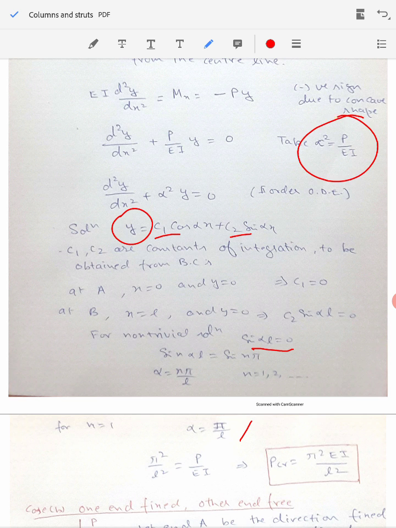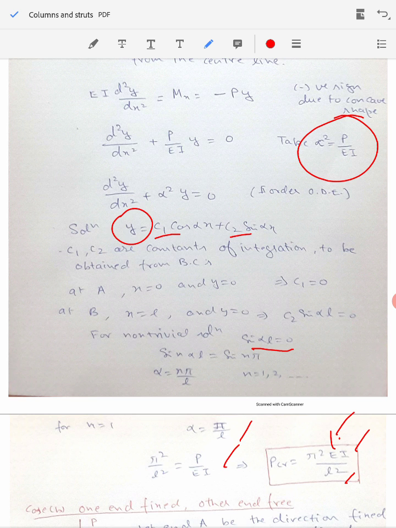Because we have assumed alpha as the square root of P by EI, you substitute it back. So alpha square will be equal to P by EI, so pi square by L square should be equal to P by EI. This gives me the critical value of the load as pi square EI by L square. So this is the amount of load that is needed for buckling to start in this kind of column where both ends are hinged, where E is the modulus of elasticity of the material of the column, I is the moment of inertia of the column, and L is the length of the column.